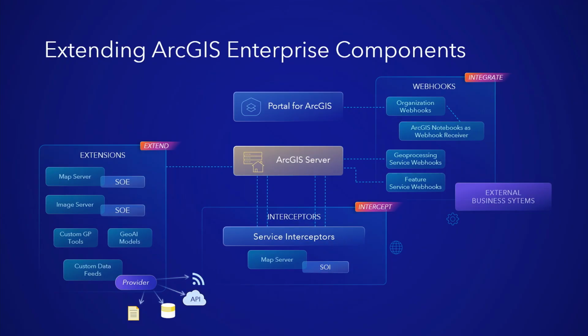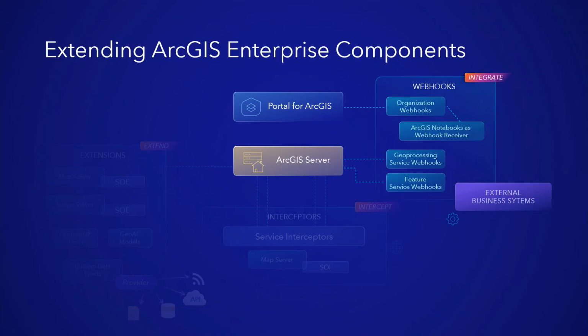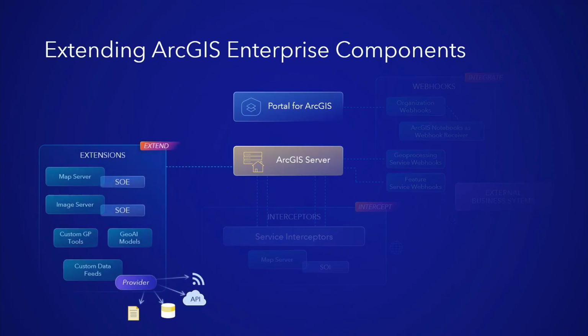So how can you extend and integrate that can translate to things like webhooks, organization webhooks, and then being able to receive events from elsewhere into notebooks that you can execute for automation workflows. And then, of course, the same thing with server components like geoprocessing and feature services.